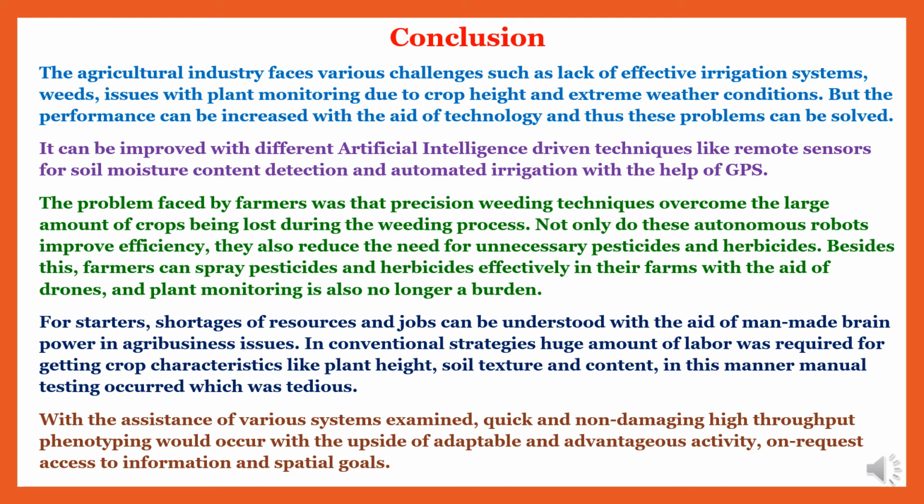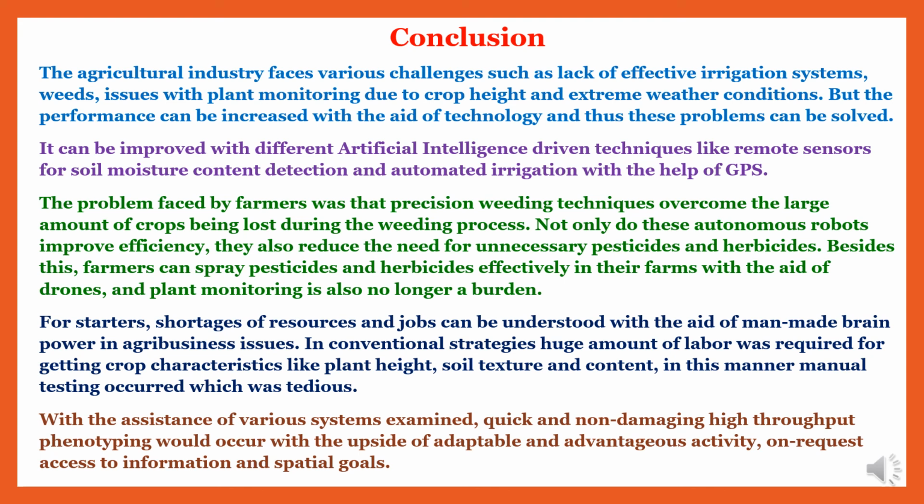The problem faced by farmers was that precision weeding techniques overcome the large amount of crops being lost during the weeding process. Not only do these autonomous robots improve efficiency, they also reduce the need for unnecessary pesticides and herbicides. Besides this, farmers can spray pesticides and herbicides effectively on their farms with the aid of drones, and plant monitoring is also no longer a burden.